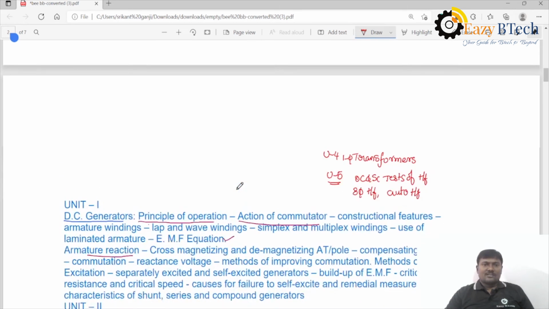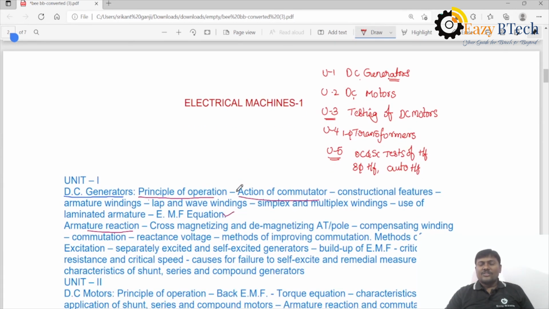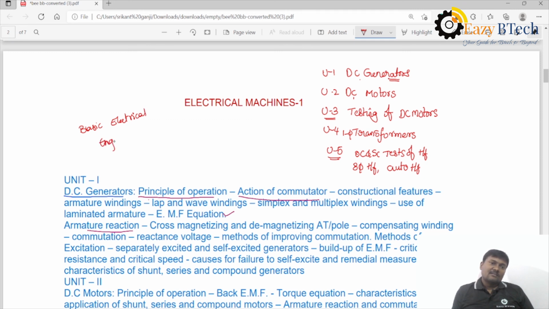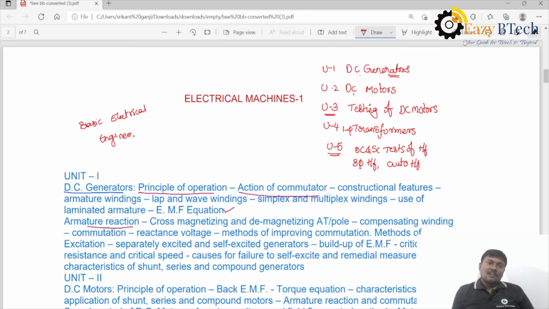So, three-phase circuits. For Electrical Machines 1, what prerequisite is required? The Basic Electrical Engineering subject is needed. The concepts you studied in first year, those fundamentals are needed for the Electrical Machines 1 subject. So this is the introduction of Electrical Machines 1.